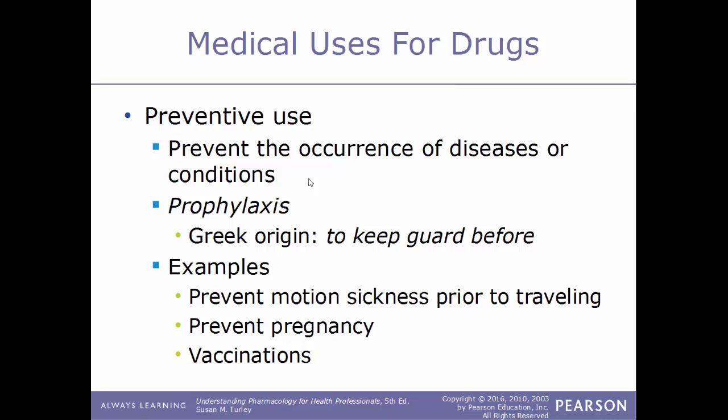Some examples of a prophylactic would be taking Dramamine to prevent motion sickness before you would travel in a car. If you know that riding in a car, especially in the back seat of a car, gives you motion sickness, if you take a medicine before you even get in a car, that's a preventative use. Taking birth control pills, that's taking a preventative use to avoid getting pregnant.